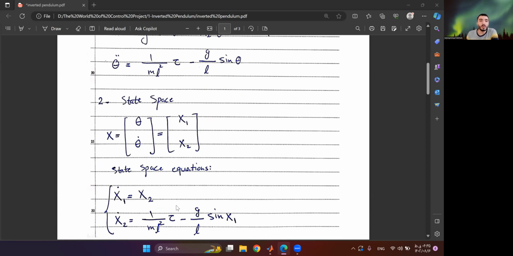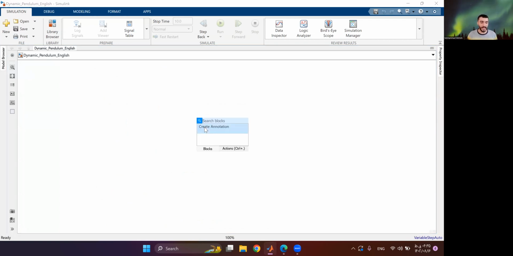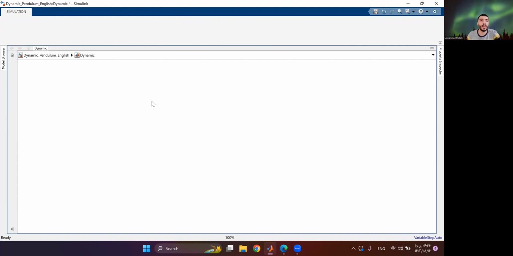Okay, now we want to model these equations in SIMULINK. I made a blank model in SIMULINK. Okay. First of all, we add a MATLAB function to the model to write the equations of motion in it. I rename it as dynamic, and I double click on it so we can go in it.